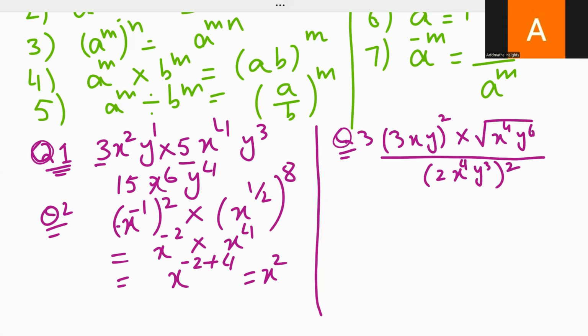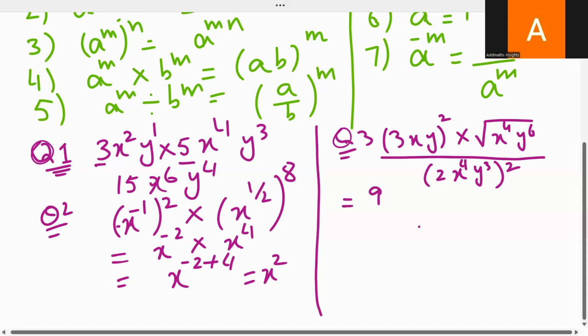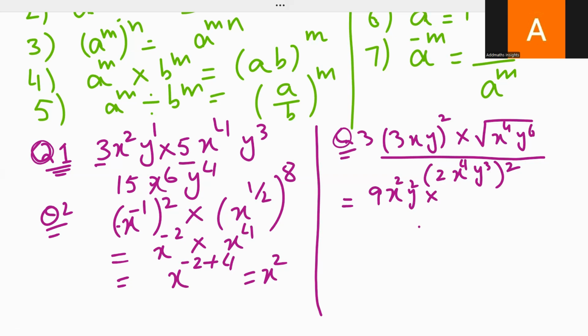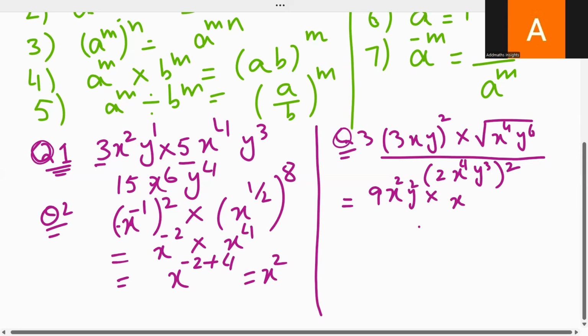So simply, first you will expand it. You can write 3 squared is 9. 1 times 2 is 2, so it's x squared, then y squared. And you know the meaning of this sign, square root means the whole raised to the power 1/2, right? So you are supposed to multiply each power by 1/2. So you are supposed to write x^4 times 1/2, y^6 times 1/2. And this is how you remove the square root sign.